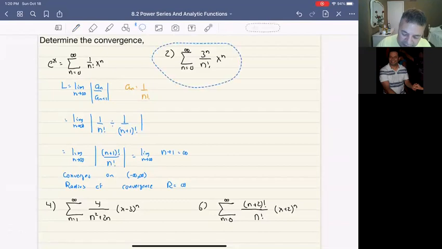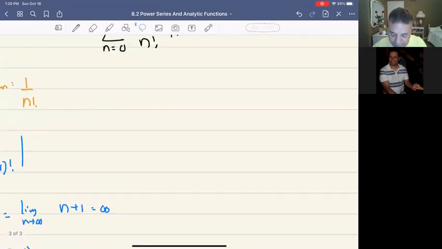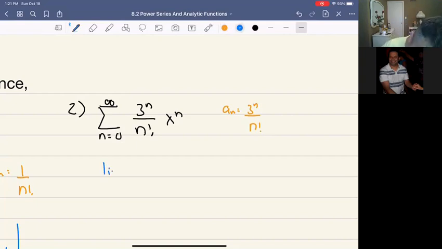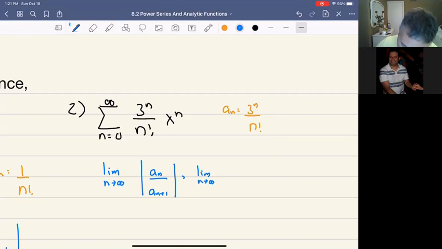This is number 2 in the section on the book. And we're going to take 3 to the n over n factorial x to the n. So here, our a sub n is 3 to the n over n factorial. We're going to take the limit as n goes to infinity of the absolute value of a sub n over a sub n plus 1. So that's going to be the limit as n goes to infinity, 3 to the n over n factorial divided by 3 to the n plus 1 over n plus 1 factorial.